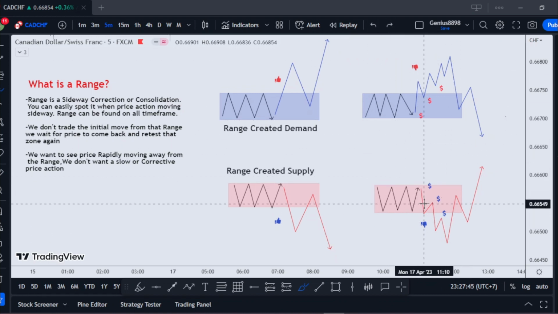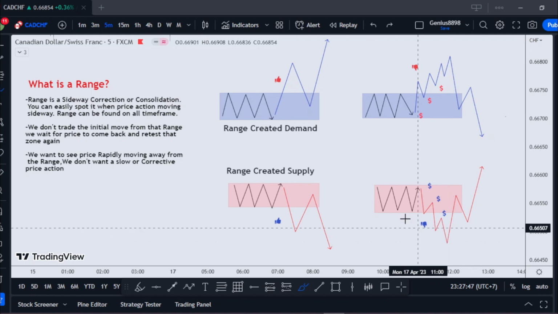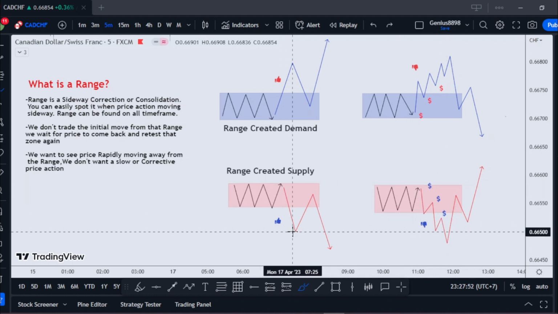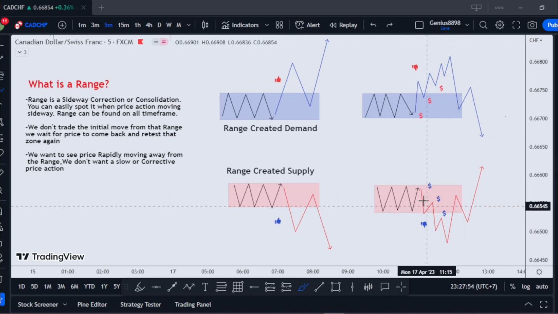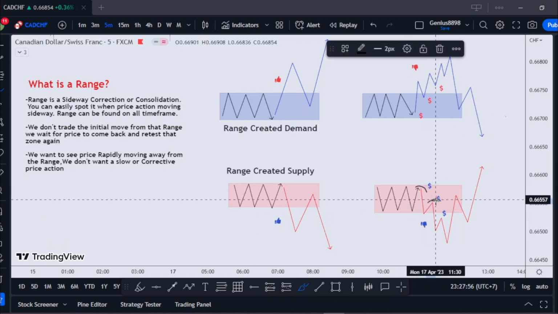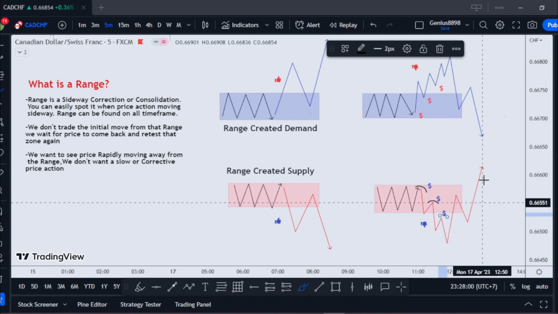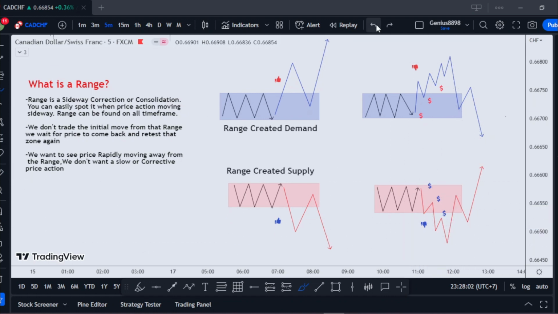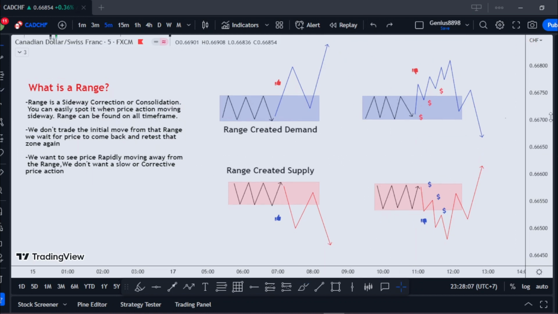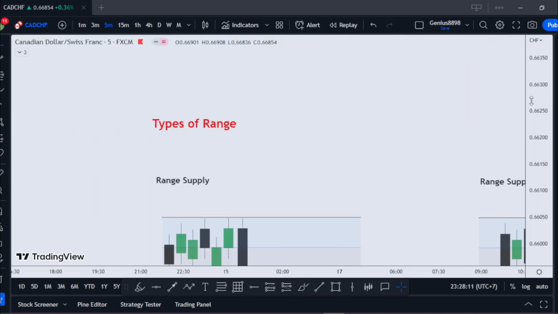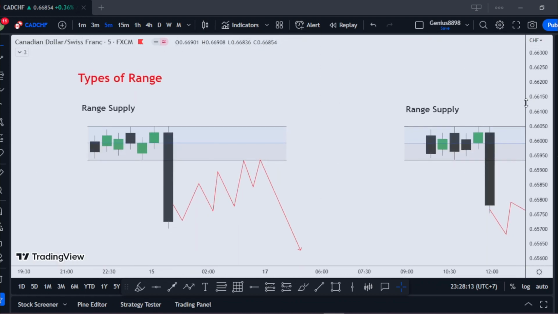We don't want to see price correctively moving away from that range. We want to see it moving rapidly away from the range, because the same thing, it's starting to build liquidity above this high, and that is not good because price is going to come back and take out that liquidity, right? So that is range, and that's how it works. So let's go to another part here, type of range.